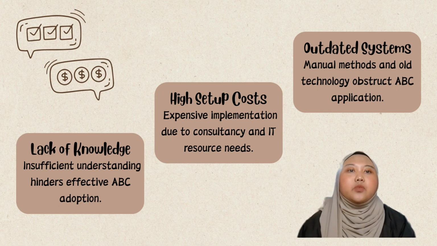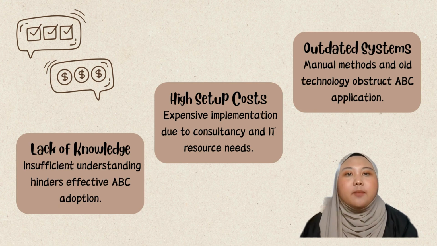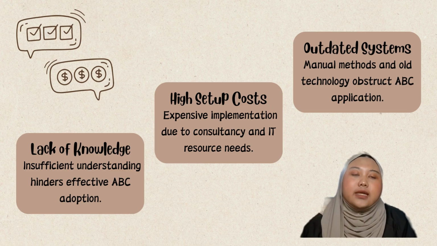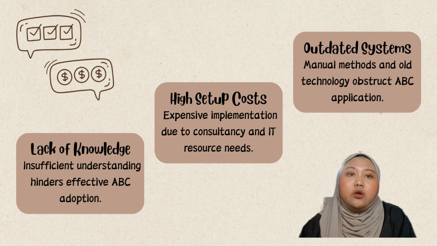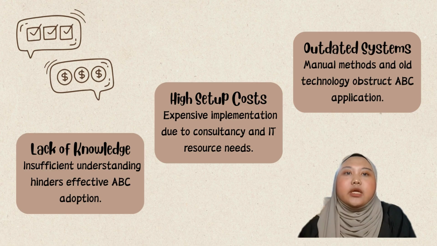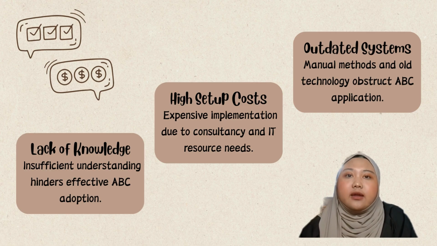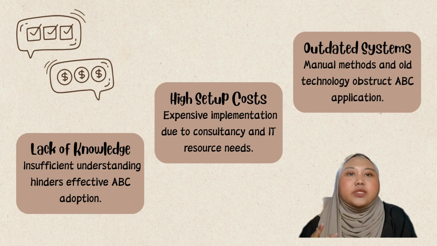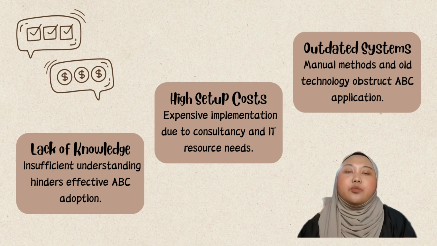First, let's begin with the most common issue, which is lack of information and understanding. Many companies struggle to implement ABC simply because they don't fully understand how it works. Without proper training or internal knowledge, the system cannot be applied effectively. In fact, companies that fail to adopt ABC often point to poor understanding as the main reason for the failure. This issue leads to misapplication, resistance from the staff, and missed opportunities for cost improvement.